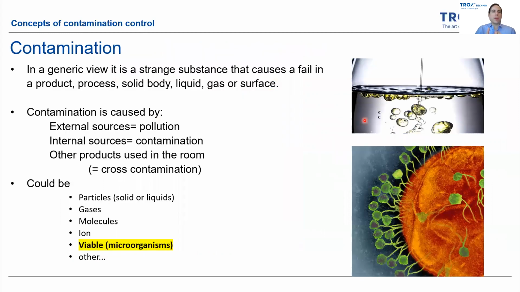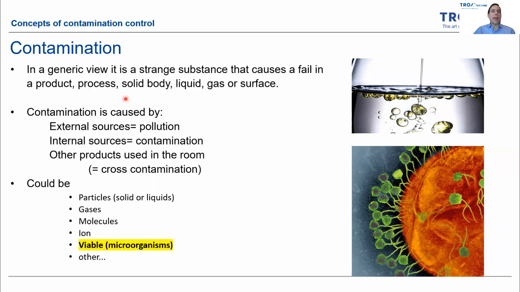So talking about contamination, and now bringing it back to the engineering concept and how we would approach this problem: contamination is any substance that falls into our process and our system that's not supposed to be there. It can be caused by external sources, internal sources, and cross-contamination. So pollution, contamination inside of the building, and even the people generating microorganisms, and from one room to the other.